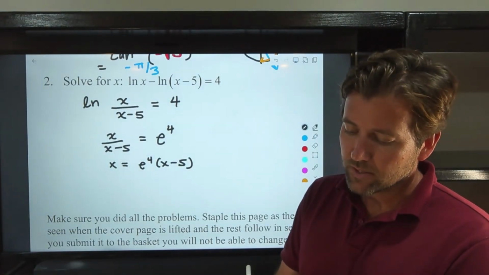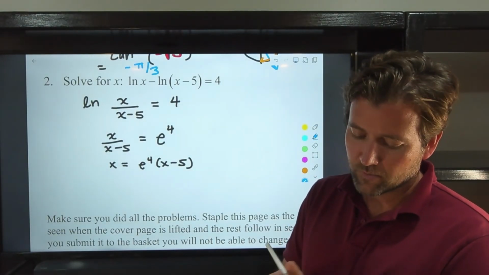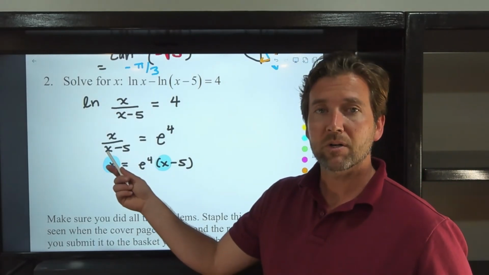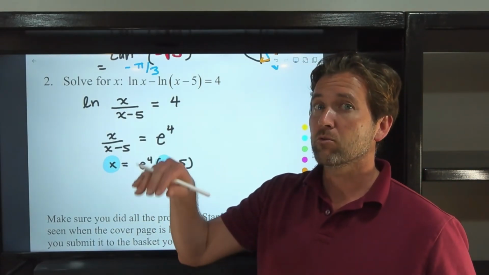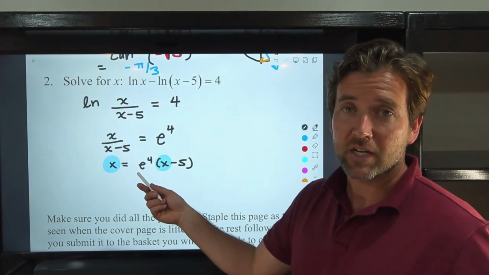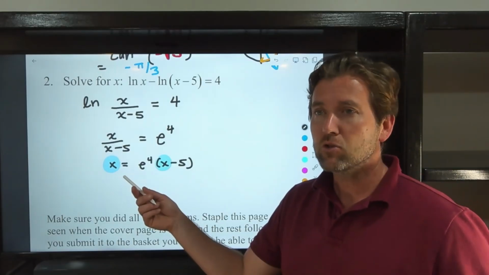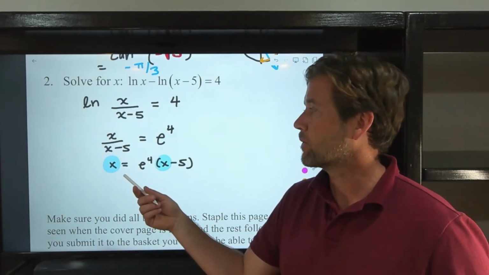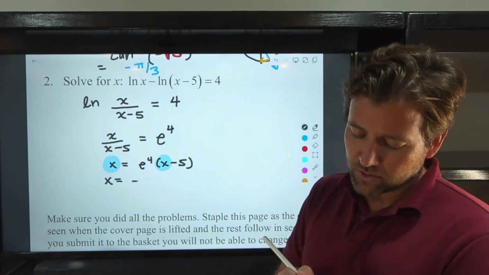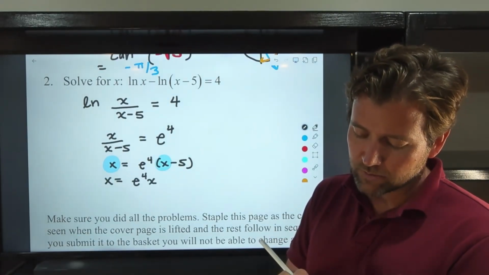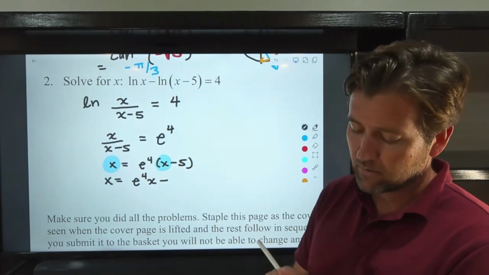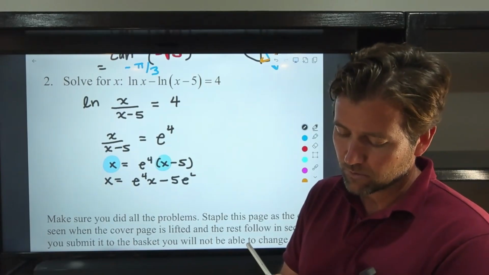Now I want to get these terms with the x's on the same side of the equation. It's like they were a moment ago, but both in the numerator. So I have to first distribute e to the fourth. e to the fourth is just some number, approximately 2.7 to the fourth power. So I'm just going to distribute that. So we get x equals e to the fourth times x minus, distribute e to the fourth to that minus 5, that's 5 e to the fourth.